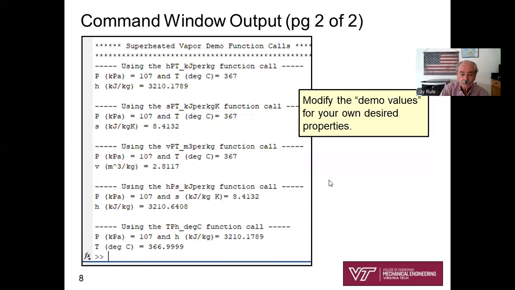This is the demo command window output of the superheated call. So here for superheated vapor, remember, you have to put in two independent properties to get out the needed property. So the enthalpy at a pressure of 107 kPa and temperature of 367 is 3210.